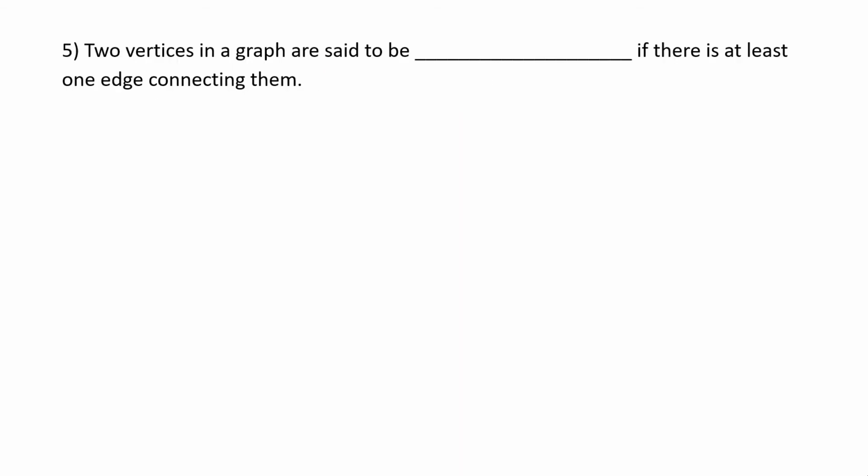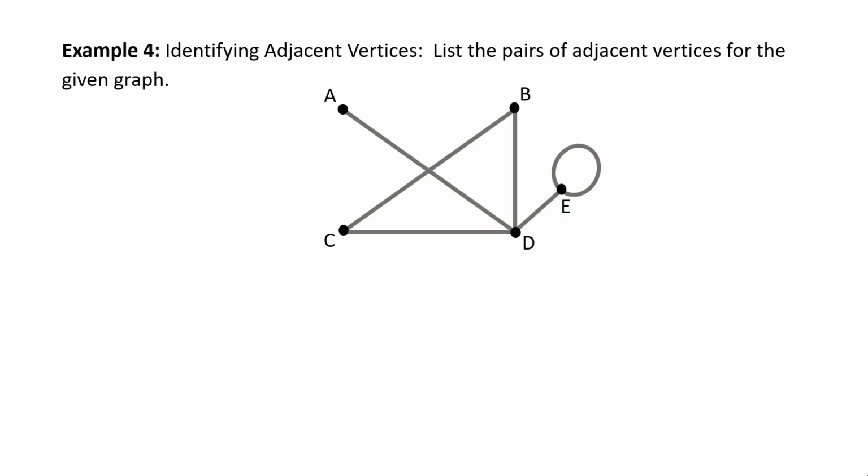Definition 5. Two vertices in a graph are said to be adjacent if there is at least 1 edge connecting them. Example, identifying adjacent vertices. List the pairs of adjacent vertices for the given graph. We have a graph with vertices A, B, C, D, and E. There's an edge from A to D. There's an edge from B to C and B to D. There's an edge from C to D, D to E, and a loop at E.